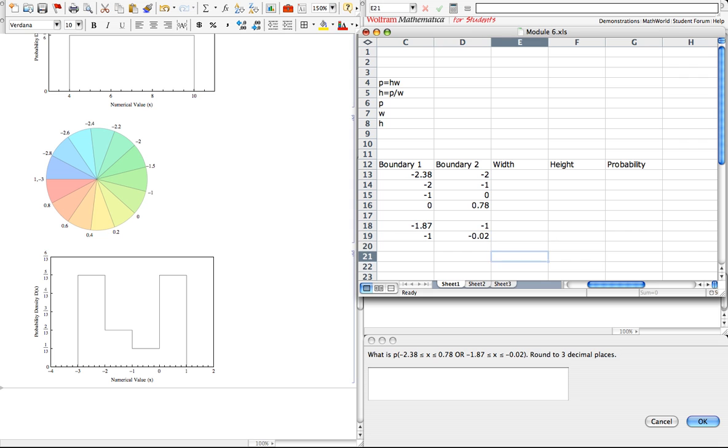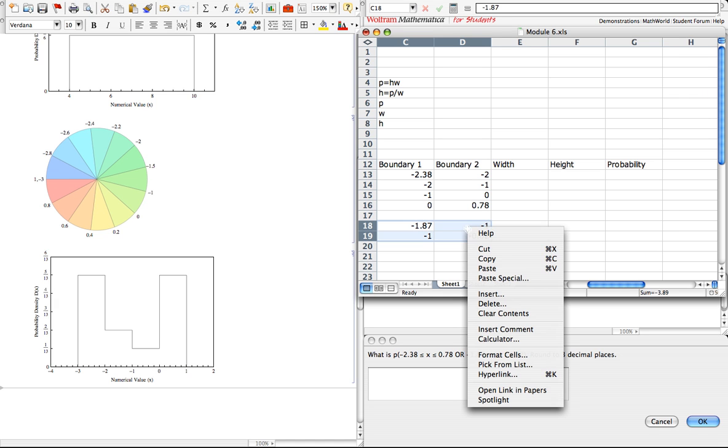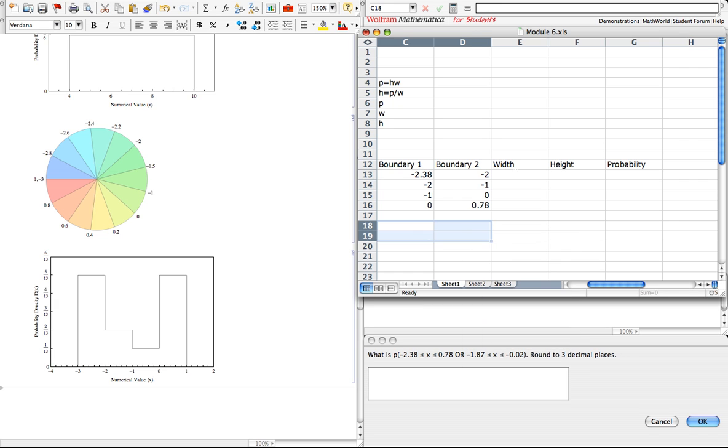Okay, and then you have to figure out the area where there is overlap, and you'll notice the entire area of the second portion here, so from minus 1.87 to minus 0.02, is inside the first area, which is minus 2.38 to 0.78. Okay, so because you have to subtract this entire thing later, it doesn't make sense to compute it. You can just do it without this part, because you're going to have to subtract that whole area later anyway, because it overlaps entirely with the first interval that you were given.